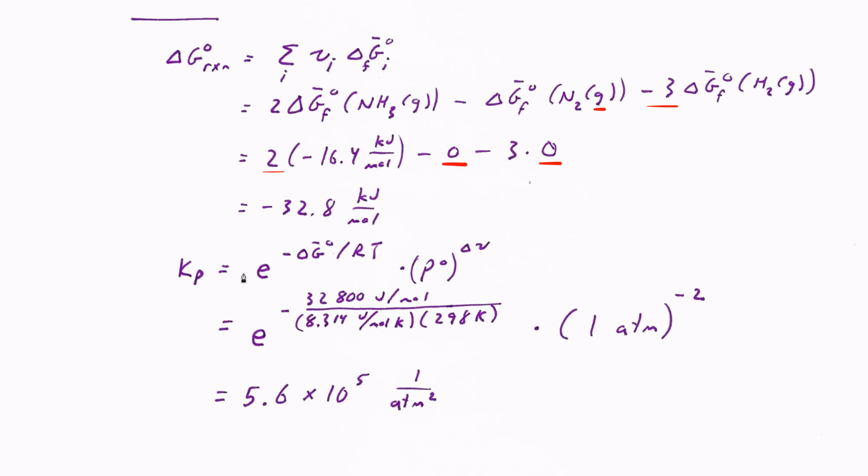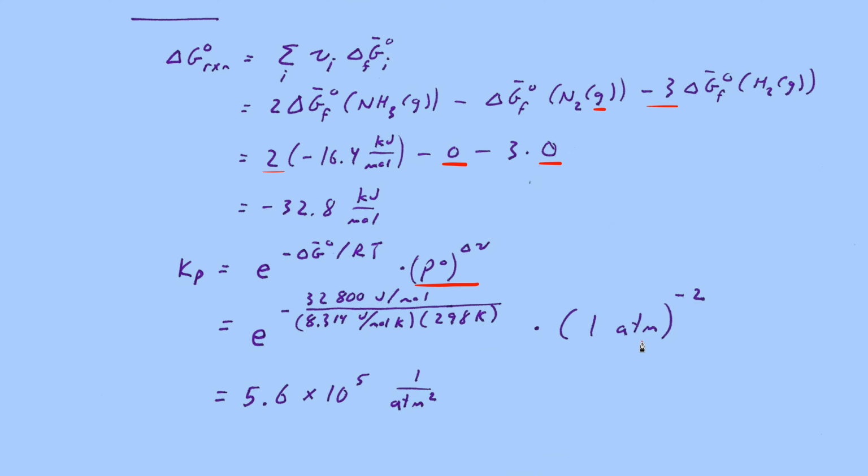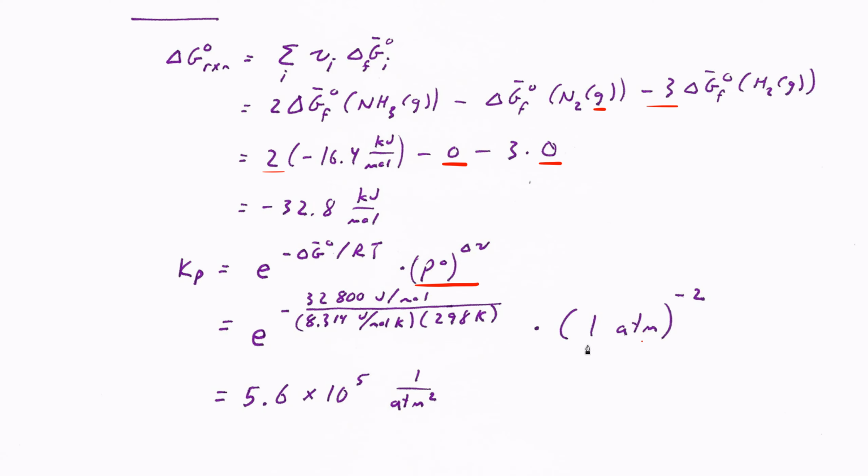Now that we have delta G, we can calculate the equilibrium constant, which is e to the minus delta G over RT, not forgetting to put in this P naught term to make sure the units come out right. So e to the minus 32.8 kilojoules per mole, or 32,800 joules per mole, divided by R divided by T. In this exponential, multiplying by standard pressure, which I've taken to be 1 atmosphere for this example, where these standard free energies of formation were obtained, raised to the delta nu. We lose 2 moles of gas for every time the reaction proceeds 1 mole of times.